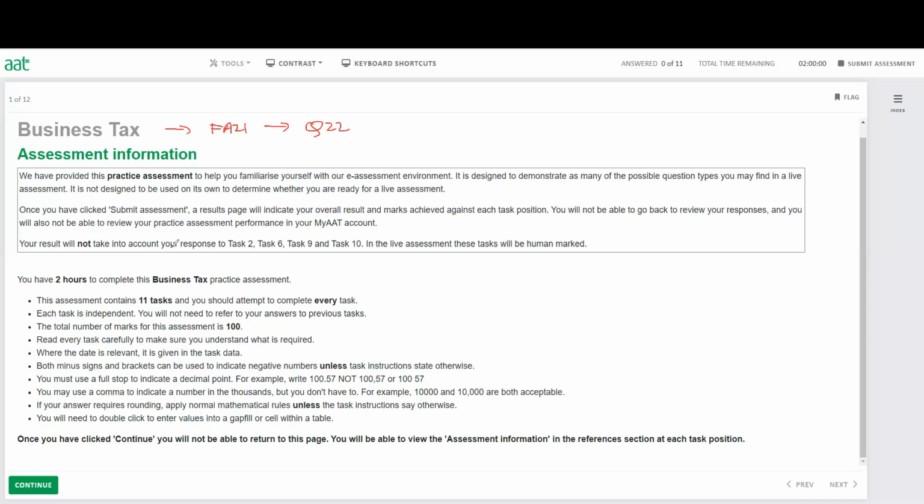Only the one thing you have to remember, this exam could be a little bit of time pressure you will face on the exam because you have to answer 11 questions, so 11 tasks in 2 hours. That's the only challenge you're going to face. You have to answer 11 questions and you have only 2 hours.